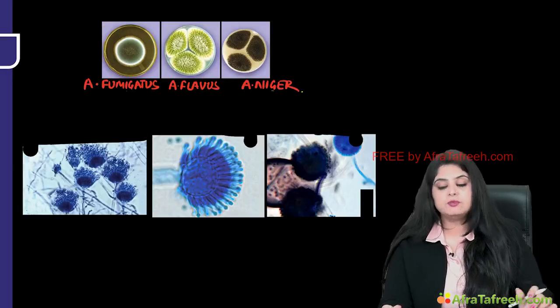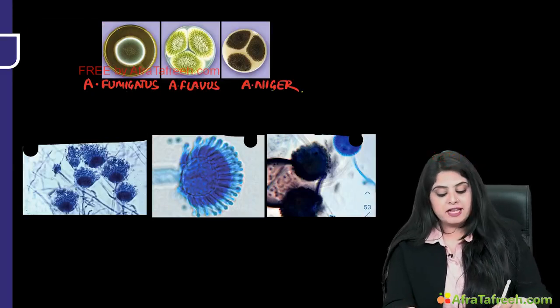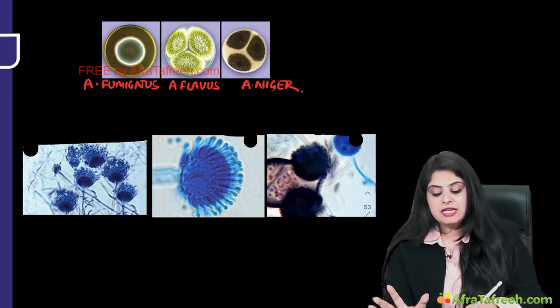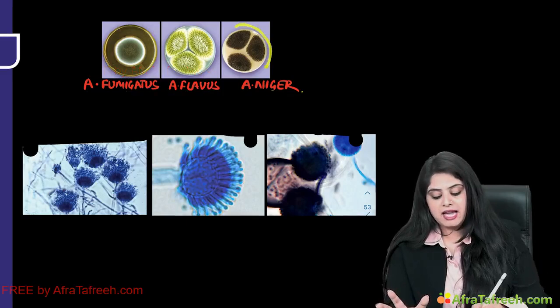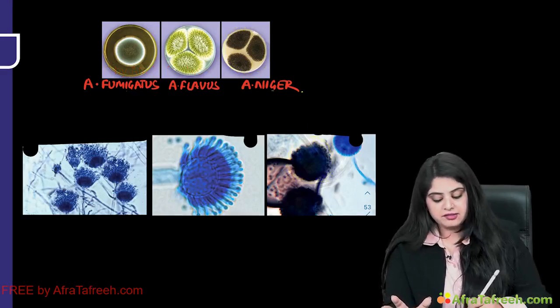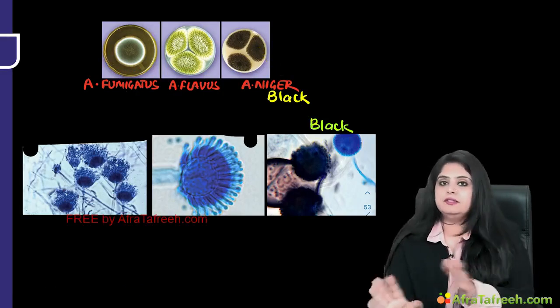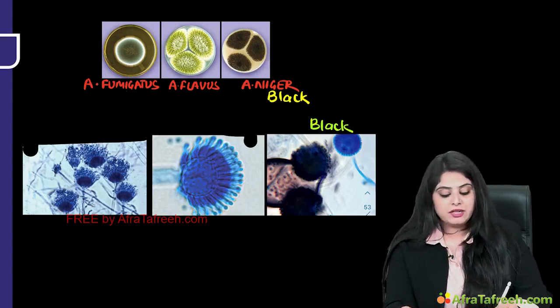Now, what are the types of Aspergillus that we have? Aspergillus fumigatus, Aspergillus flavus, and Aspergillus niger. Let me ask you the simplest question. Which is the one which is going to look black on agar and is going to look black on the slide also? Of course, niger. Niger is black everywhere. Niger means black. Easy. Done. Forget it.